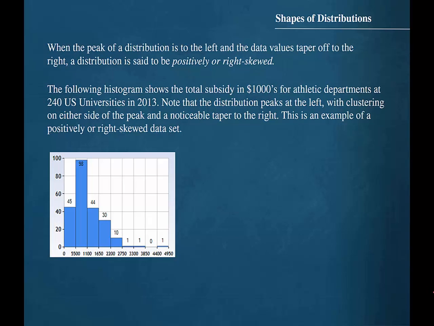universities in 2013. Note that the distribution peaks at the left while clustering on either side of the peak and a noticeable taper to the right. This is an example of a positively or right-skewed data set.